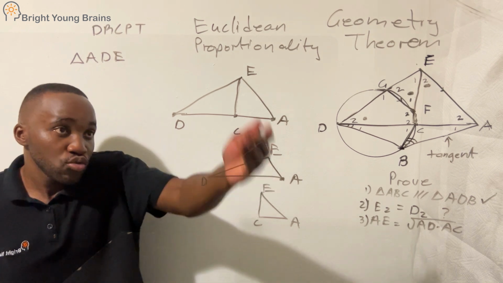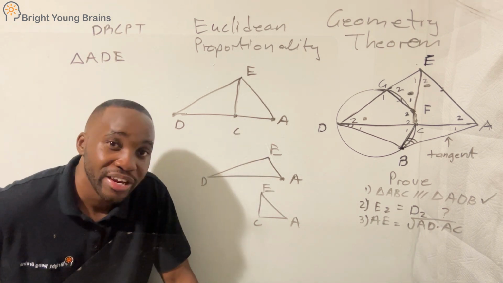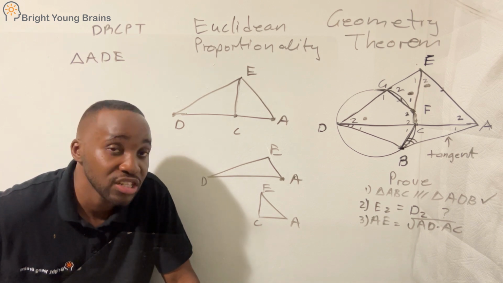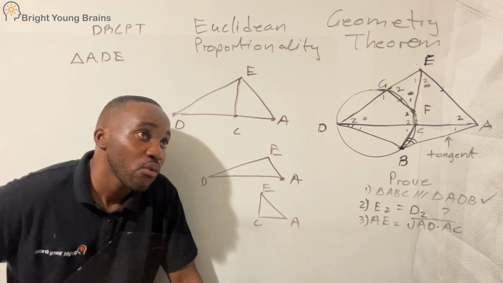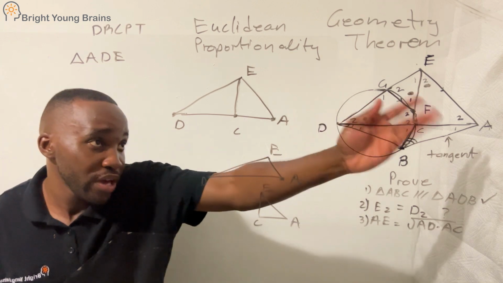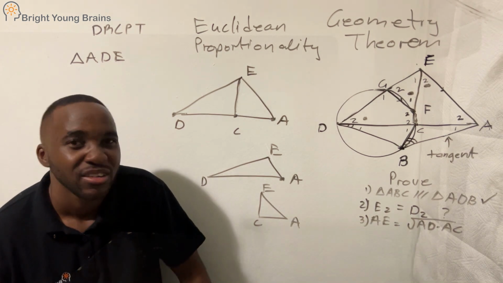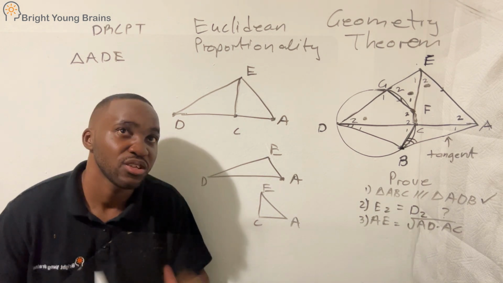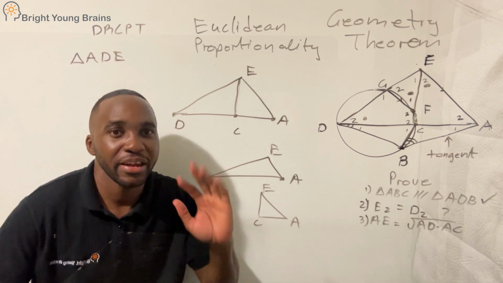Now, proving that these two triangles are similar to each other, we don't have to crack our brains while doing it. We just have to be strategic as well. So when I say we have to be strategic, what I mean is, if you look at the way our sketch is lined up, I think you get the idea.